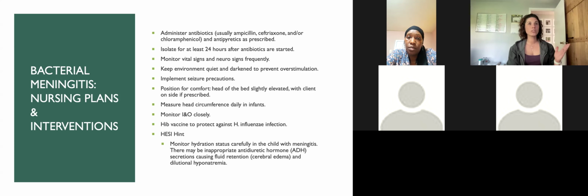We want to keep the head elevated just a little bit, maybe place them on their side if that's more comfortable. We're going to be doing at least daily head circumferences, keeping a close eye on our eyes and nose. And then one of the things that we can do to prevent that Haemophilus influenzae infection is giving that Hib vaccine. So making sure they're up to date on their vaccinations.